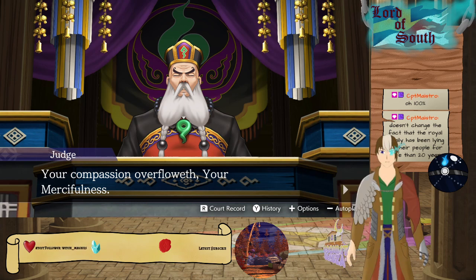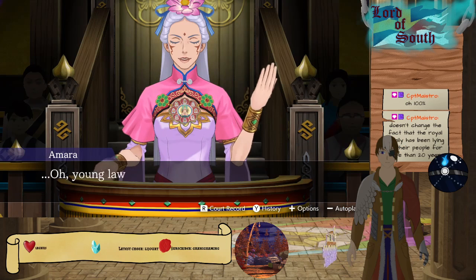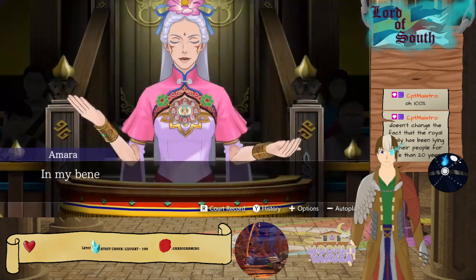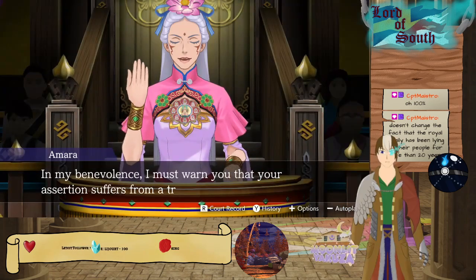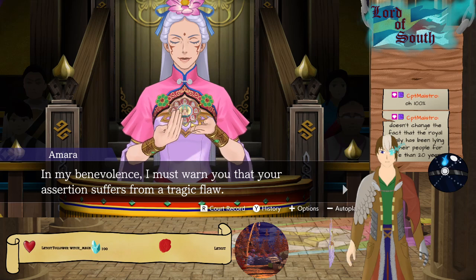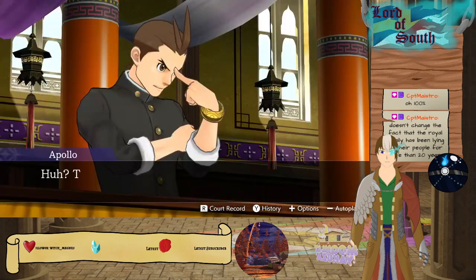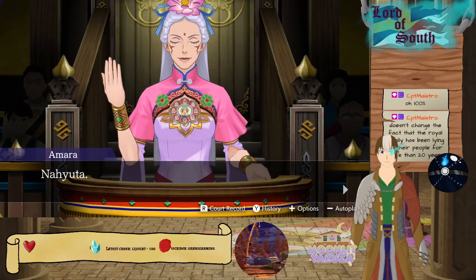Your compassion overfloweth, your mercifulness. Oh, young lawyer, in my benevolence, I must warn you that your assertion suffers from a tragic flaw. There's a flaw? Neither.